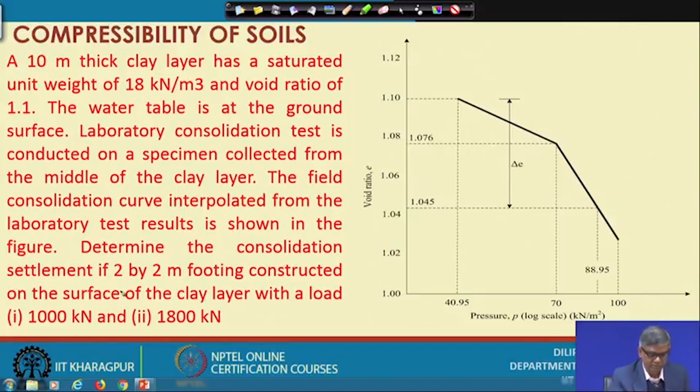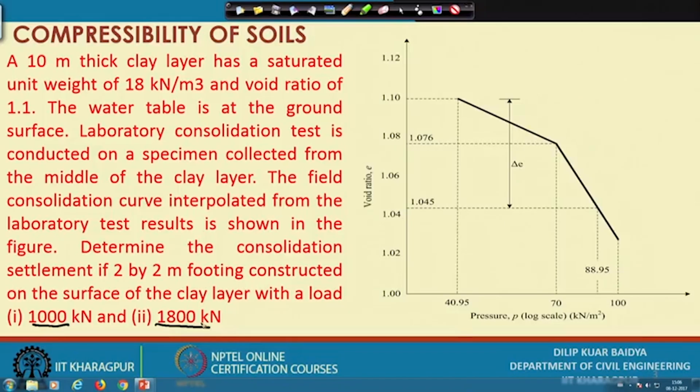Determine the consolidation settlement if a 2 by 2 meter footing is constructed on the surface of the clay layer, with a load of once 1000 kilonewton, another 1800 kilonewton. So, two cases I will show. In one case it will be within the recompression zone, and when you apply the second load, it goes to the compression zone. The first we do using a formula with CR, the coefficient of recompression, and for the second we may see that recompression and compression both will be there. So, we will see one by one.